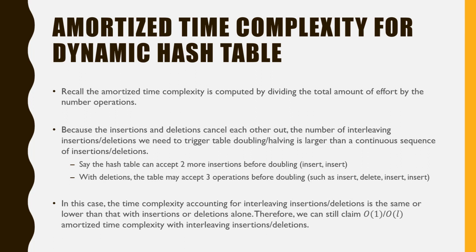Consider a hash table that can accept 2 more insertions before doubling. If we allow for deletion, the hash table may accept 4 or even more operations before doubling. For example, insert, delete, insert, and insert. As a result, the frequency of table doubling and halving is reduced with the interleaving insertion-deletion case. And the amortized time complexity we have established before will still hold.